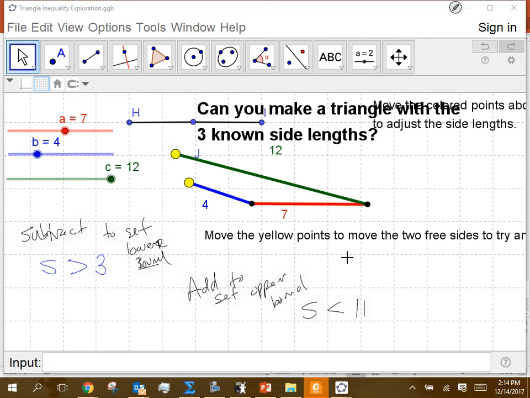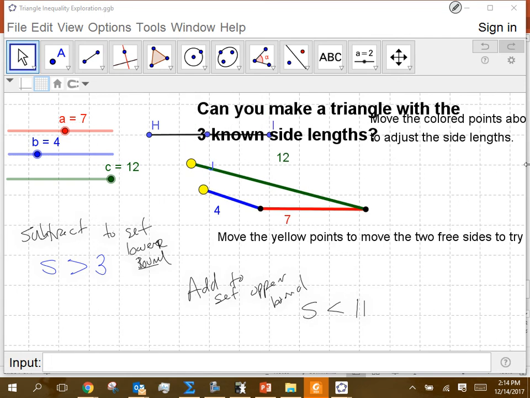Now, if the number is greater than 3 and less than 11, the way we write that is 3 is less than my third side, which is less than 11. That tells me that S, the value for my third side, my green side, has to fall between those two numbers. Anything else is not going to allow a triangle to be developed. So that's all inequalities for one triangle.